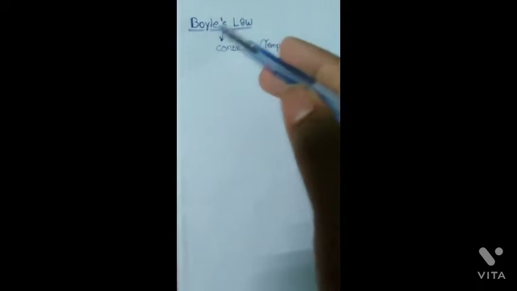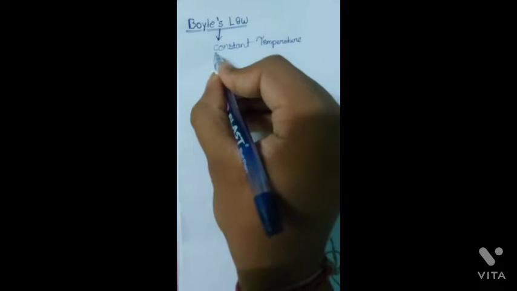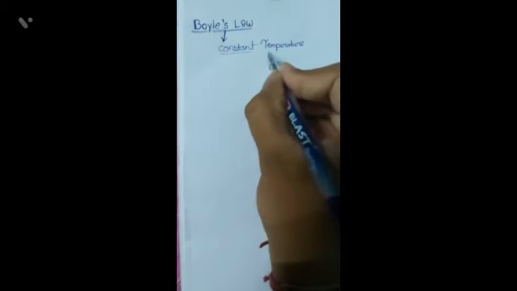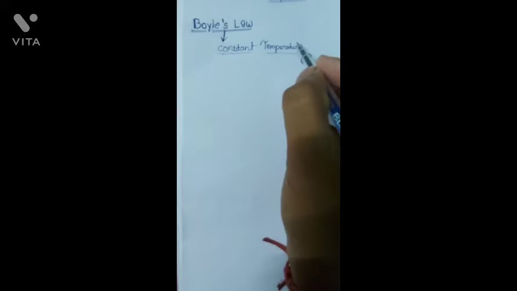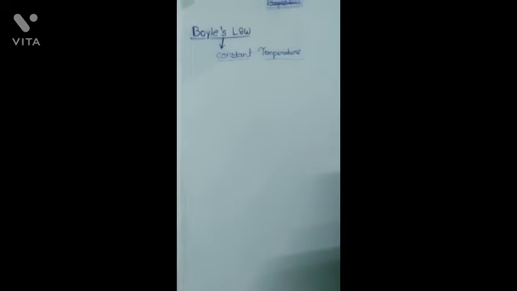The full name of Boyle is Robert Boyle. Before starting with Boyle's law, we should know under what condition this law is found. It is always found at constant temperature. This is very important because in numericals, you can easily distinguish when to apply Boyle's law: whenever it is written constant temperature, or the temperature is mentioned as constant, that means only Boyle's law will be applicable.